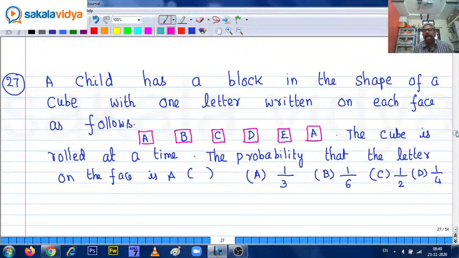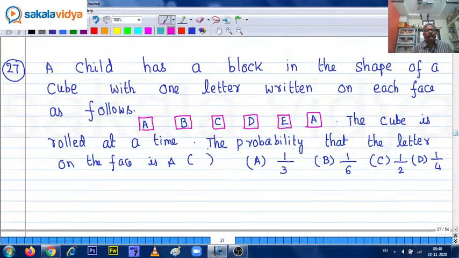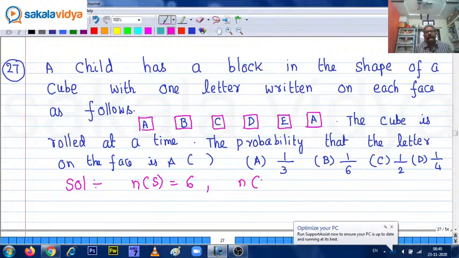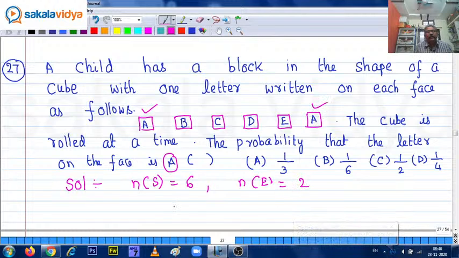So let us do it now. Solution. First, let us write n of s. N of s means, even if a face is repeated, you need to consider them as different objects. 1, 2, 3, 4, 5, 6 faces. N of s is equal to 6. N of e is equal to, the letter must be A. How many? 1, 2 chances. So n of e is equal to 2. So obviously the probability P of e is equal to n of e upon n of s.